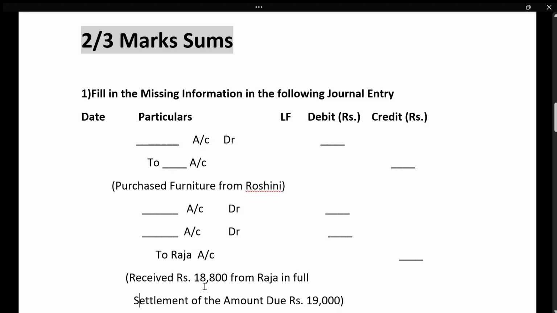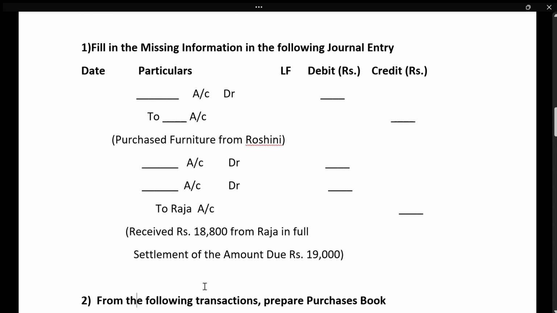See here, fill in the missing information. You will be getting purchase furniture from Roshni, so furniture account debit to Roshni account, and you have to find the amount, which they have not given. And then here, received 18,800 from Raja in full settlement of the amount due rupees 19,000. So here cash account debit 18,800, discount allowed account debit 200, and to Raja you have to write 19,000.